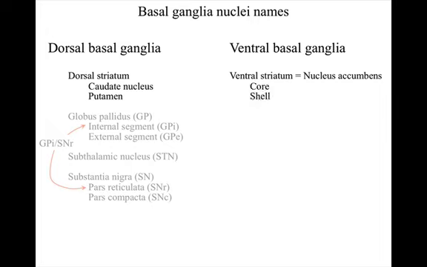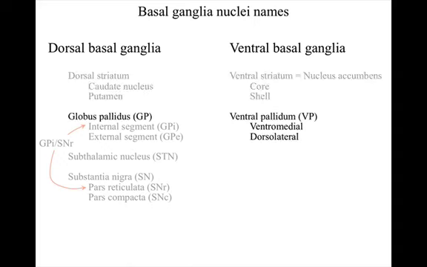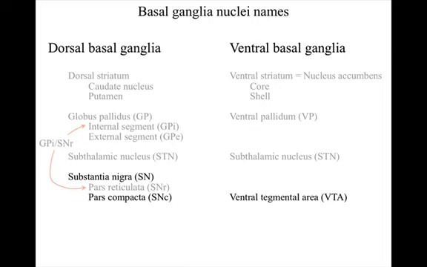The nucleus accumbens also has two substructures, the core and the shell. But these two substructures are rather more different from each other than the putamen and caudate. The core is actually quite like the dorsal basal ganglia, but the shell has a different pattern of connectivity and different neurotransmitter sensitivities. The ventral basal ganglia also has a ventral pallidum that corresponds with the globus pallidus. It has a part of the subthalamic nucleus and also a ventral tegmental area that corresponds with the pars compacta of the substantia nigra.